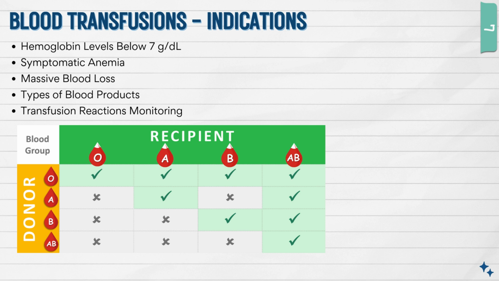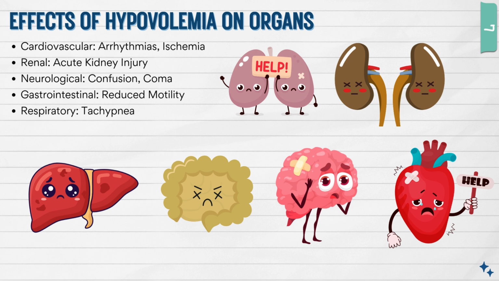You can also have a delayed hemolytic reaction. Okay, so that can occur days and weeks after transfusion. It doesn't happen all the time, obviously, but it can happen. But there's lots of other things that you're going to be monitoring very closely after you give them the blood products. So, effects of hypovolemia on organs.